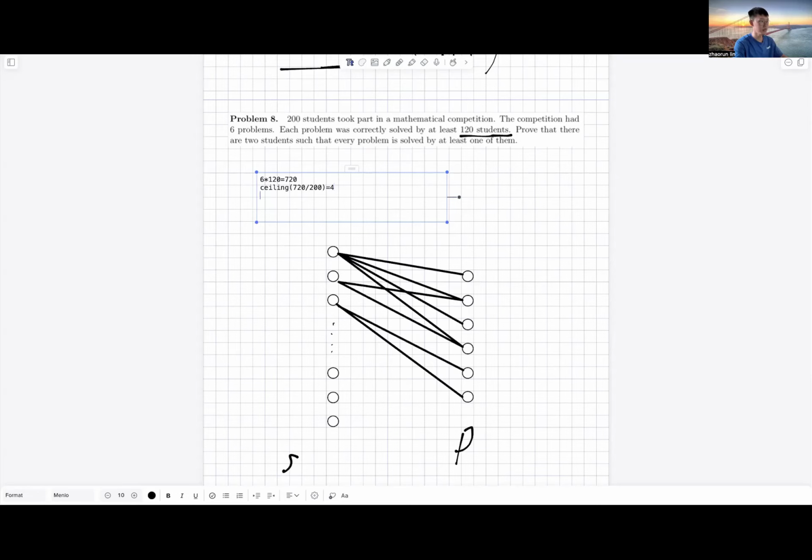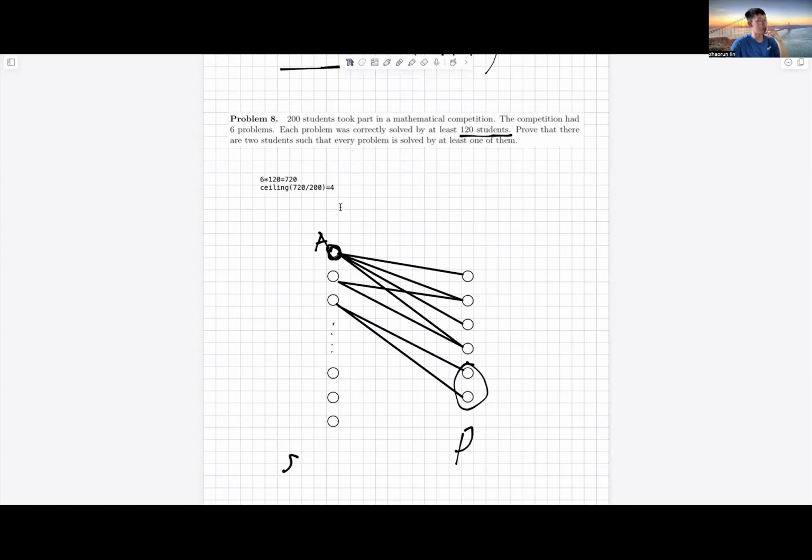So we have found a student. Let me denote it as A. We have found this student with at least 4 edges to the problems on the right. So the remaining problem now is to find another student that has 2 edges to these 2 questions, the questions that are not covered by A. So we have to find another student that has 2 edges to here.